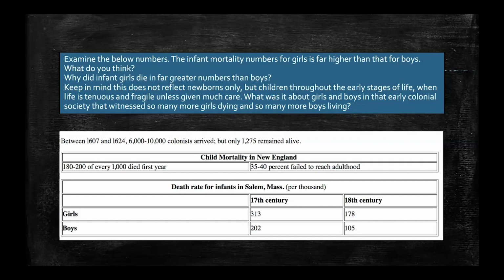What was it about girls and boys in that early colonial society that witnessed so many more girls dying and so many more boys living? What do you think? Look at the numbers below. Death rate for infants in Salem, Massachusetts, 17th century, 18th century. In the 17th century, 313 girls per 1,000 are dying, compared to far lesser numbers, 202 boys per 1,000. A whole 100 more girls. In the 18th century, the numbers are even higher, which is odd. Why is this?